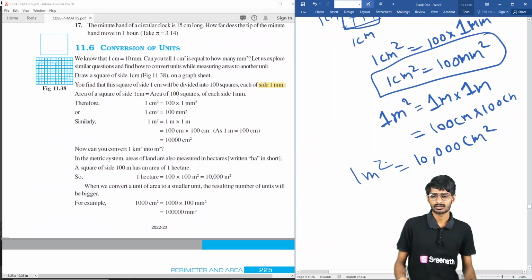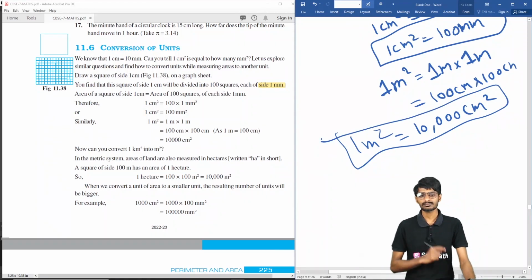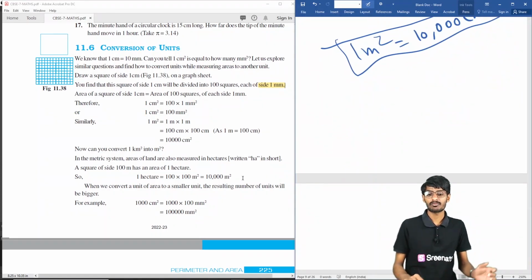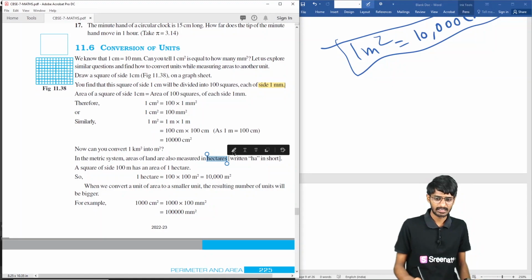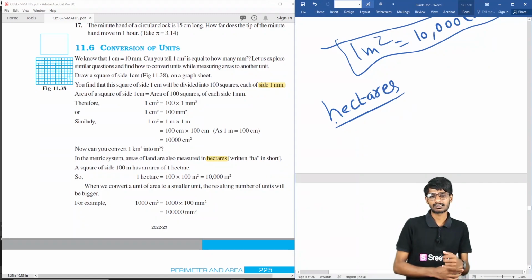1 meter square equal to. So it is the conversion we have to use throughout this chapter. But what about the kilometers? We can do the same thing regarding the kilometer, students. And some other word you will learn, you will listen, is hectares. What is the hectares?